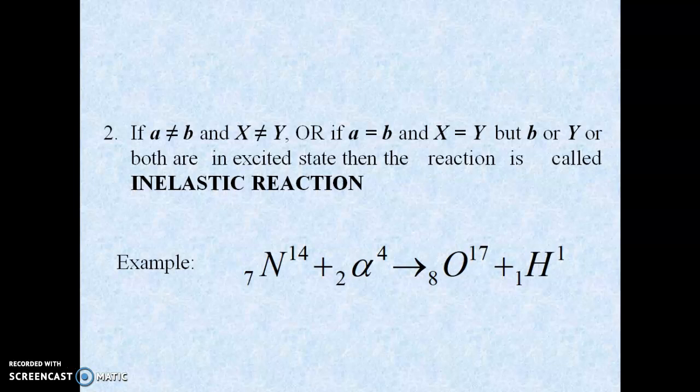An example of an inelastic reaction is an alpha particle incident on a nitrogen target, and oxygen 17 and a proton are formed. Here you see that the incident particle is different from the emitted particle. This type of reaction we call an inelastic reaction.